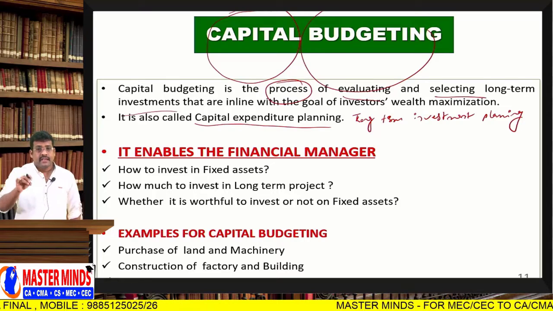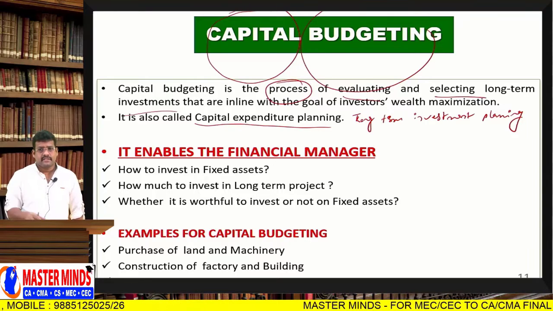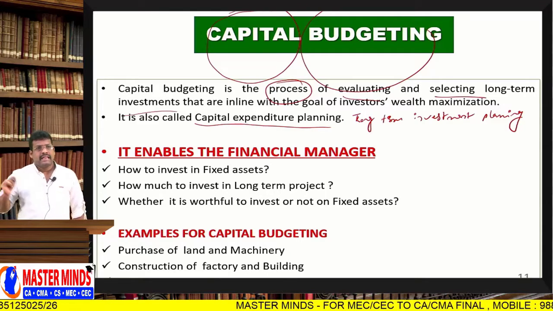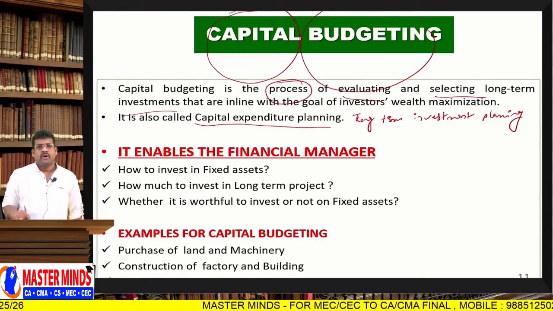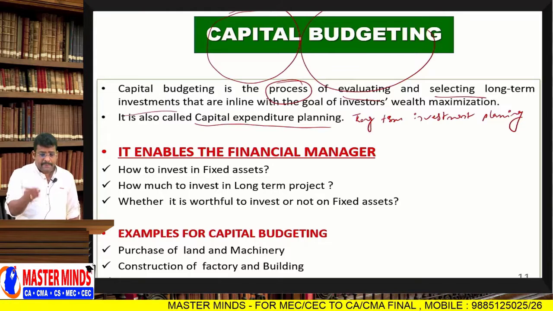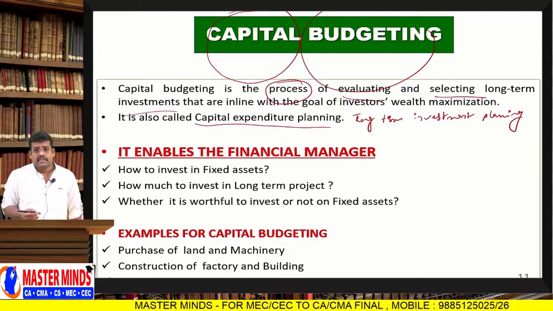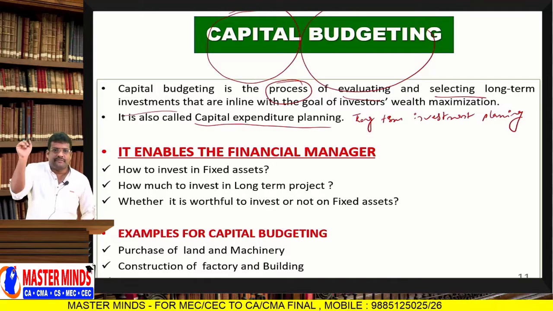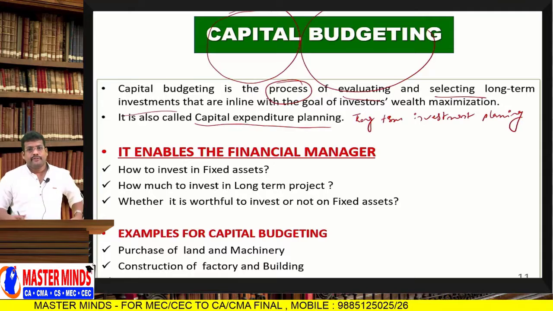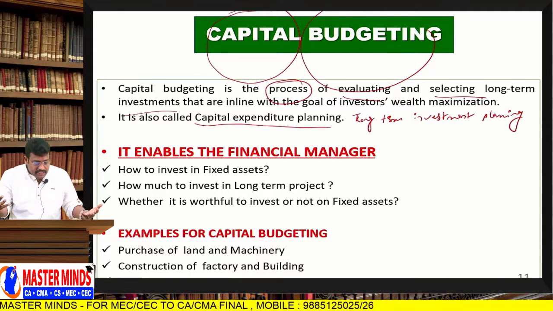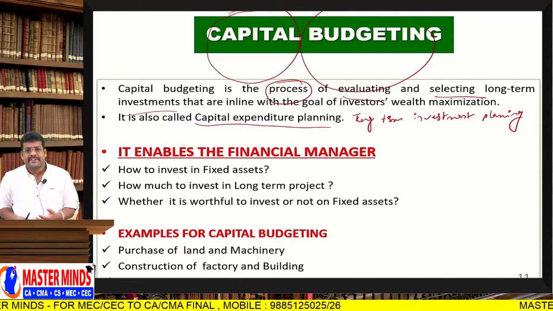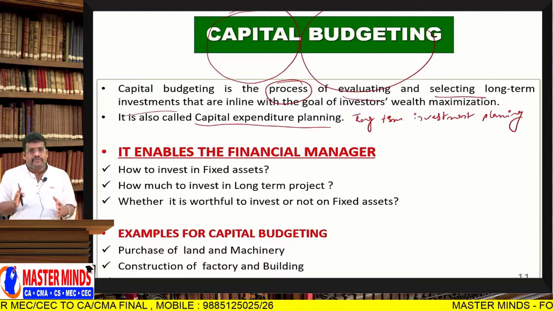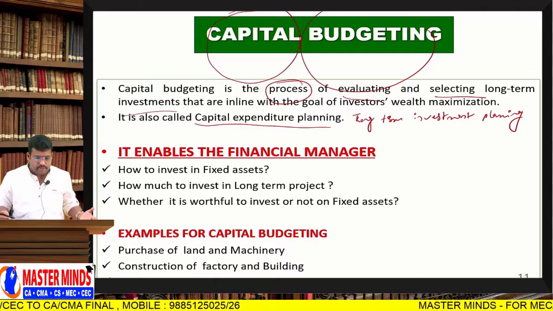It is not current assets. It is fixed assets. What is a fixed asset? Fixed assets are those assets which will serve the business in the long run. Land, building, plant, machinery, all this comes under fixed assets. So the plan for how to make investment in those fixed assets is called capital budgeting. If you learn capital budgeting, it enables the financial manager to know how to invest in fixed assets, how much to invest in fixed assets, and whether it is worthwhile to invest or not. Everything you can learn, dear students.